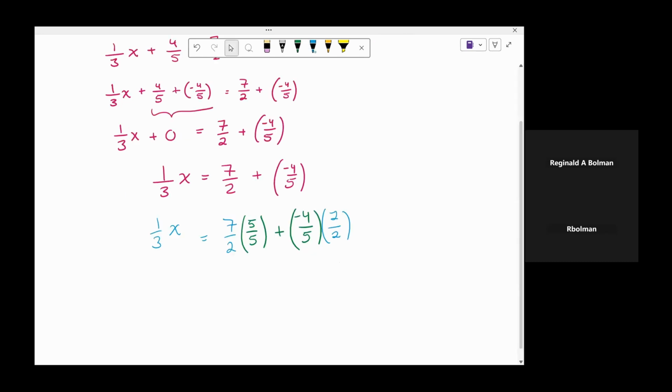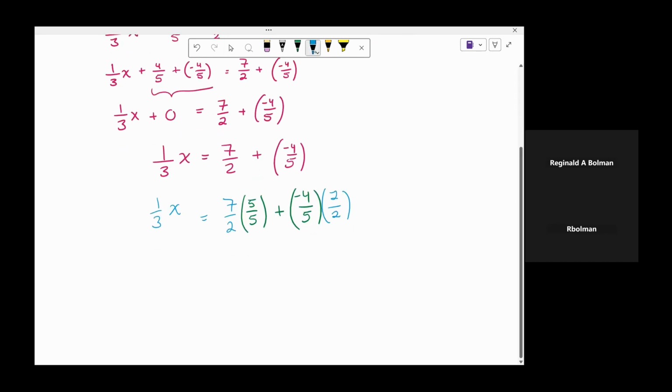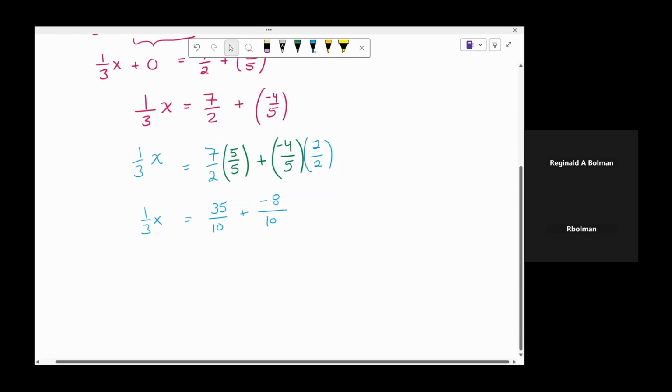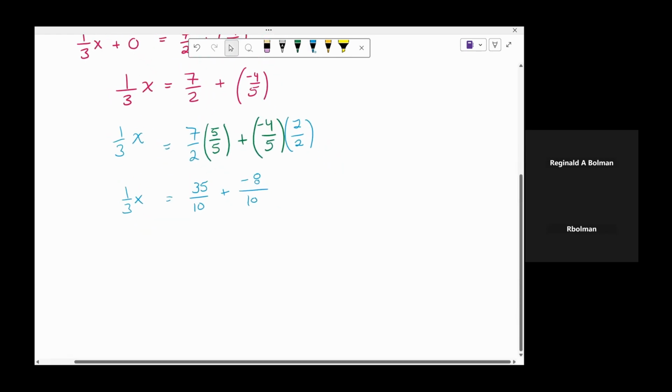All right, so now you just multiply. 7 times 5 gives you 35. 2 times 5 is 10. 5 times 2 is 10. Negative and positive is a negative. 4 times 2 is 8. All right, so you have 1/3 x, and you'll note I'm not really doing anything with the 1/3. I'm just, at this moment in time, managing the fractions on the other side of my equal sign.